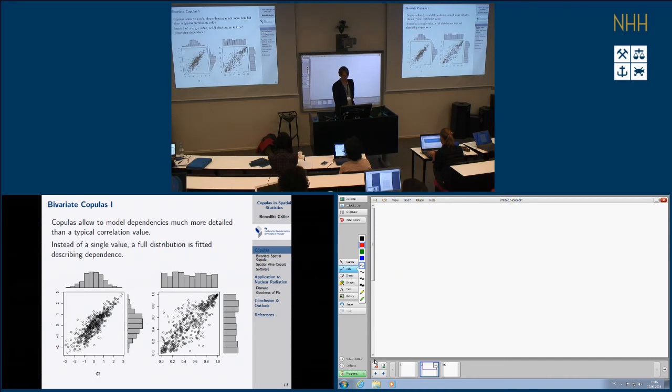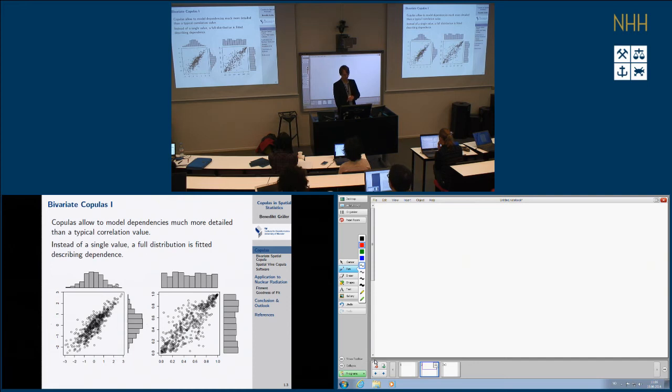So we have a variable x and a variable y, and y has a certain distribution and x has a certain distribution. In this case, the marginal distributions are both standard normal distributed. The marginals are just Gaussian standard normal distributions, but the joint distribution seems to have a pretty strong correlation. So in the Gaussian case, you would estimate the correlation parameter, put it into the covariance matrix of your Gaussian distribution, and you would have a two-dimensional distribution of this process.